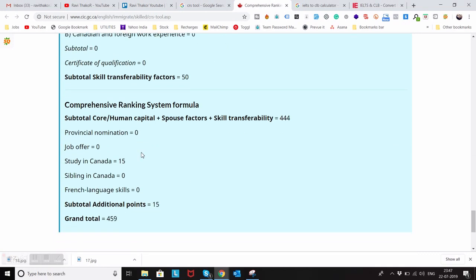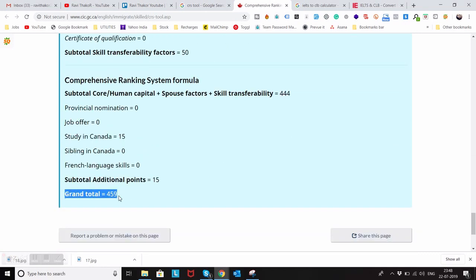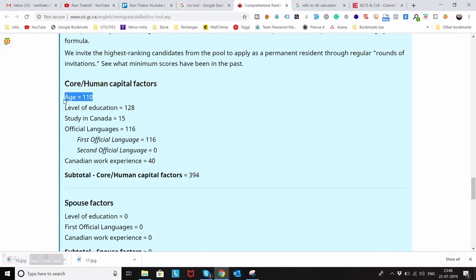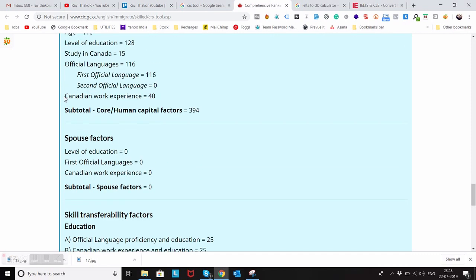So the total score will be shown at last, which is 459. And here's the whole score breakdown. For age, I got 110 points. For level of education, I got 128 points. Remember, here we selected 2 or more certificates and not just a 4 year bachelor's degree. In study in Canada, we got 15 points. Again, remember here, it doesn't matter if it is a 1 year or 2 year program, you'll get the same points. The next thing is official languages, for which I got 116 points. And the last thing is Canadian work experience, for which I got 40 points. That is 1 year of Canadian work experience.